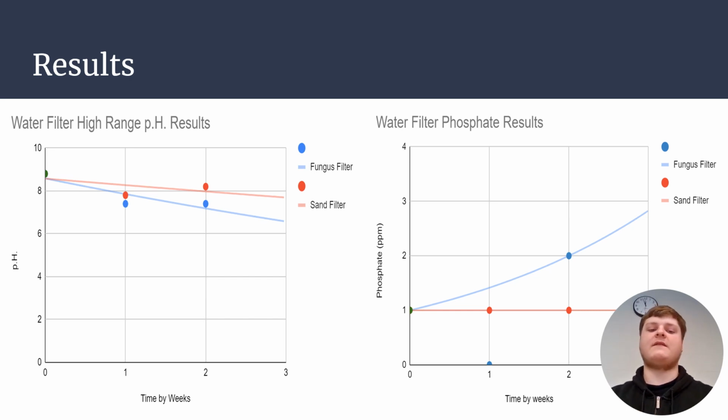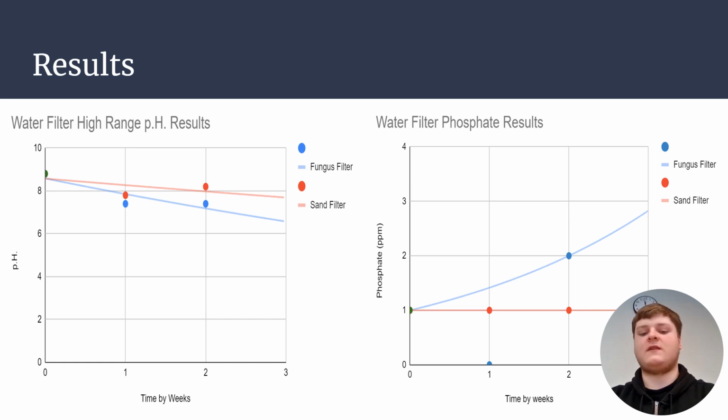These are the results graphs for my project. Here you can see for the pH results that at the start, the pH was around an 8.8. After the first week, the sand filter had reached about a 7.8 and the fungus filter a 7.4. On the second week, it went from about a 7.4 to maybe 7.5 for the fungus filter, but then for the sand filter, it went back up to 8.2.